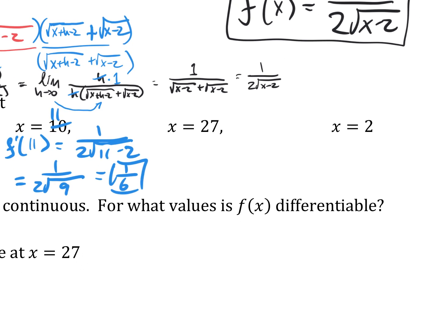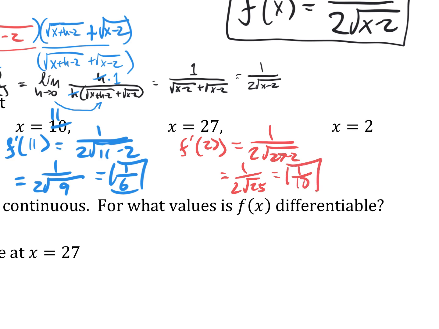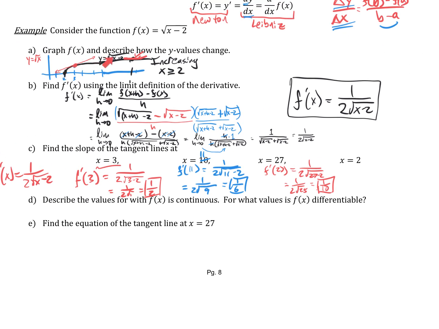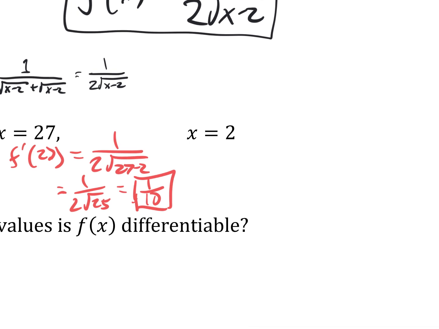So a couple more real quickly. The derivative at 27 is 1 over 2 times the square root of 27 minus 2. That's 1 over 2 times the square root of 25, which is 1/10. Notice the slope is getting smaller. So it is increasing, but the slope is gradually getting smaller. The slope's always positive. It's always going up to the right, but it's going up slower and slower. So this is the instantaneous rate of change. When x is 27, we're going up at a slower pace.